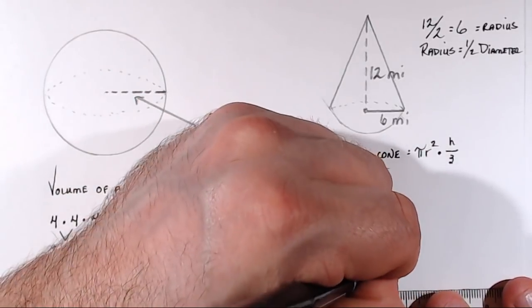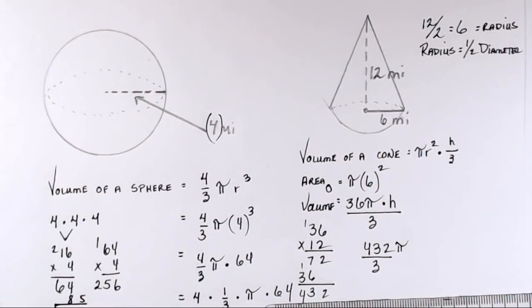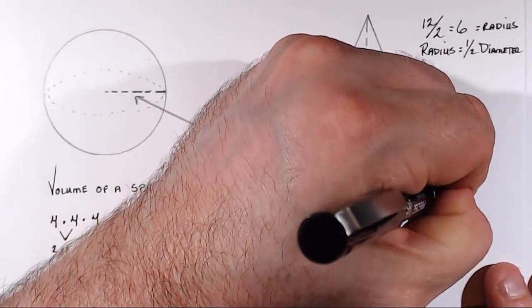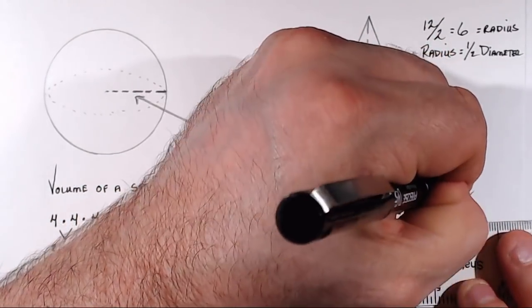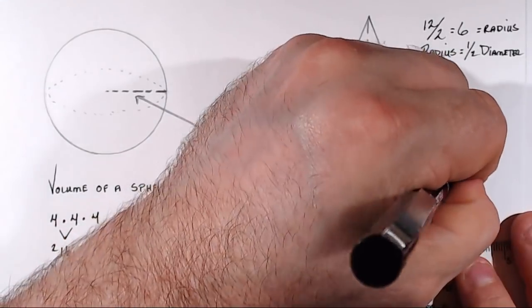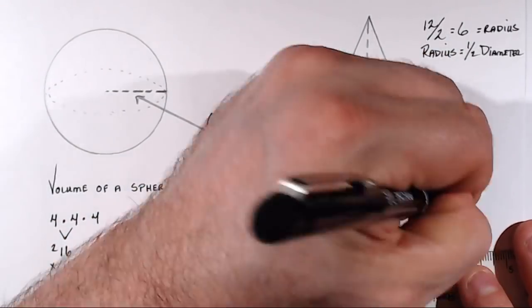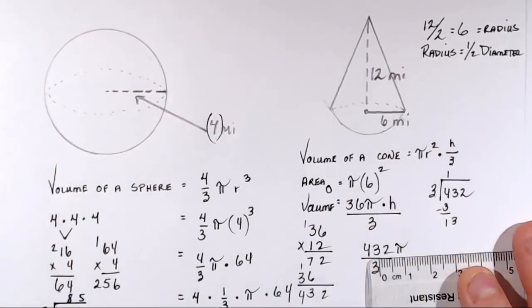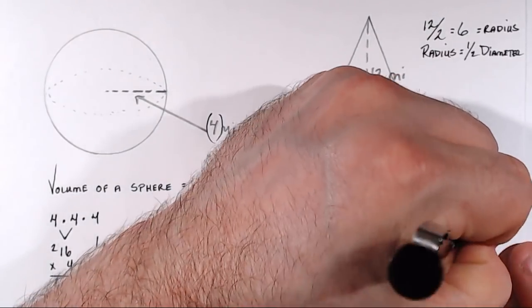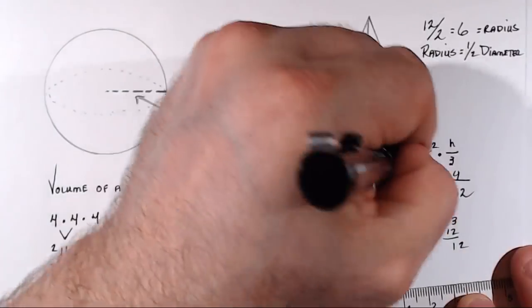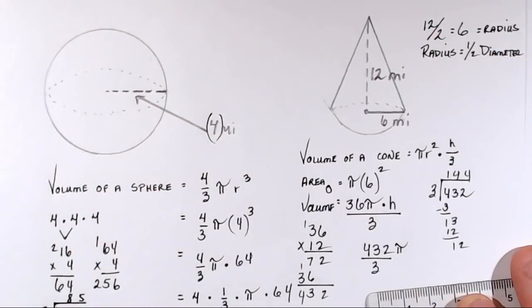Over 3. We need to simplify that by dividing 432 by 3. Is it evenly divisible? 4 plus 3 is 7, and 7 plus 2 is 9. So yes, 432 is divisible by 3. 432 divided by 3. 3 goes into 4 one time. 1 times 3 is 3. 4 minus 3 is 1. Bring down the 3. 3 goes into 13 4 times. 4 times 3 is 12. Remainder 1, bring down the 2. 3 goes into 12 4 times, so 144.